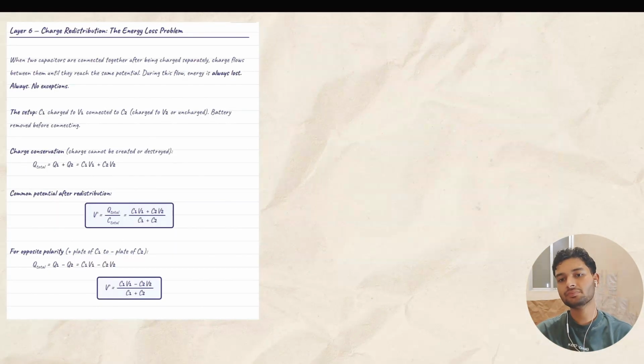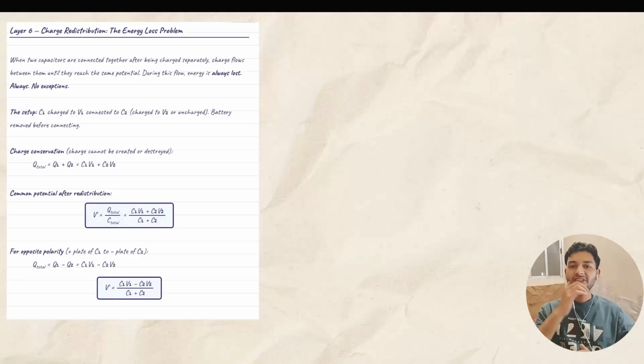Okay, so the next topic is charge redistribution, the energy loss problem. When two capacitors are connected together after being charged separately, charges flow between them until they reach the same potential. During this flow, energy is always lost, always, no exception. So basically, we are talking about when two capacitors are charged to different potentials.